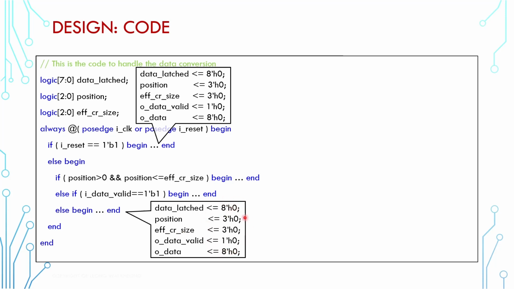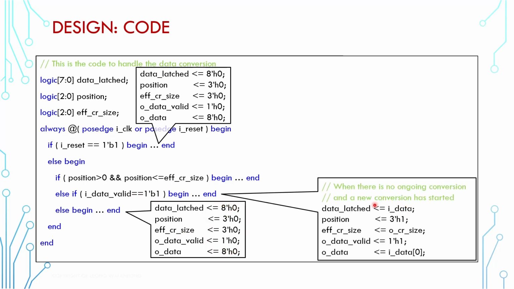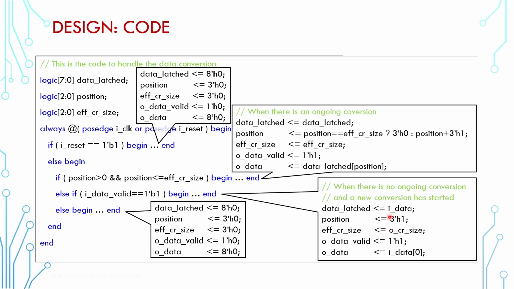When new data is present, the data is latched, then the output data immediately drives bit 0 and output data valid is set to 1. The effective CR size captures the size and the position is set to 1, meaning to send bit 1 at the next clock. While there is an ongoing conversion, output data will now get the bit from the latched data by using the position value. Output data valid remains 1, and data latch and effective CR size remain unchanged.